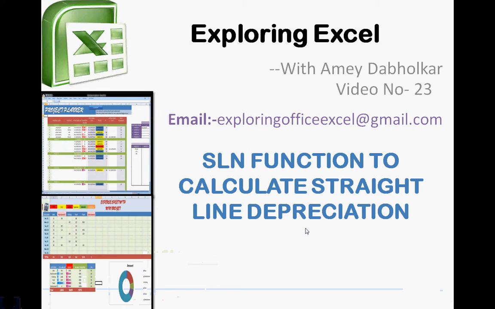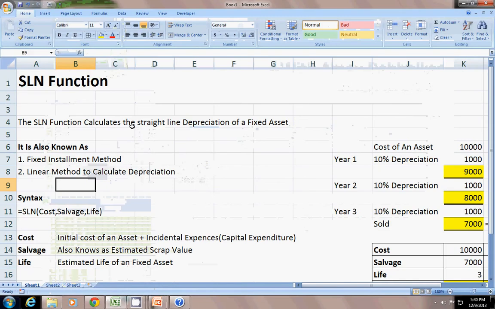Let's move on to our sheet. SLN is an inbuilt function in Excel which calculates straight line depreciation of a fixed asset. Basically, depreciation means the reduction in the value of a fixed asset. Fixed assets are assets which stay in the company for more than 1 year. So this is how to calculate the reduction in the value of a fixed asset.